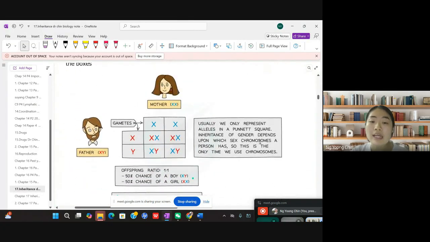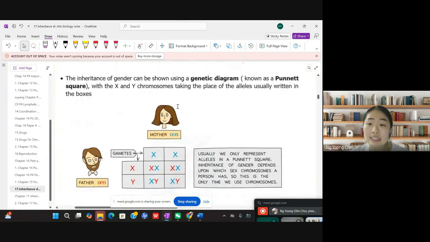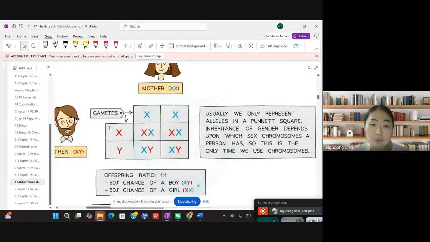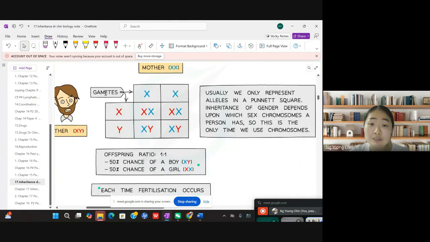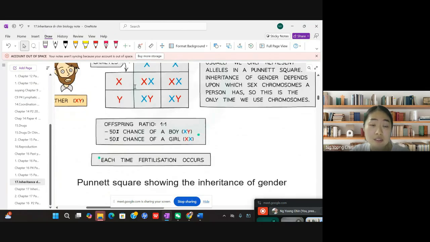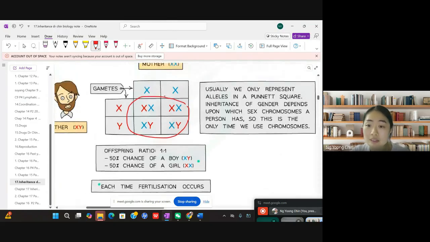Sometimes in the exam they will ask you to write this kind of genetic diagram called a Punnett square. A Punnett square is just like you put something like this. These are the gametes from mother and father. There will always be two copies. So the mother is XX, the father is XY. So these are the possible combinations of the offspring. At the end, you produce about 50% boys and 50% girls.